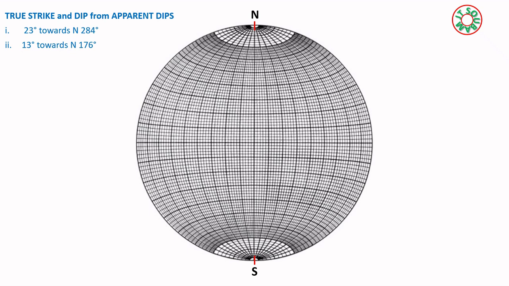The true dip is the maximum dip of a plane. Any dip measured in a direction other than the true dip direction is called an apparent dip. Also remember, all apparent dips of a plane lie within the same plane. So, if we plot at least two apparent dips correctly, we can reconstruct the entire plane. This is why stereographic projection is such a powerful tool in structural geology.